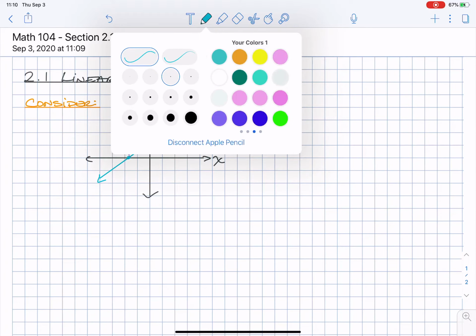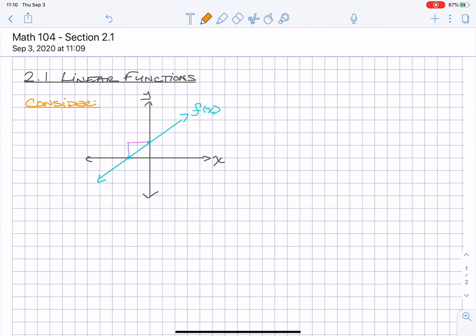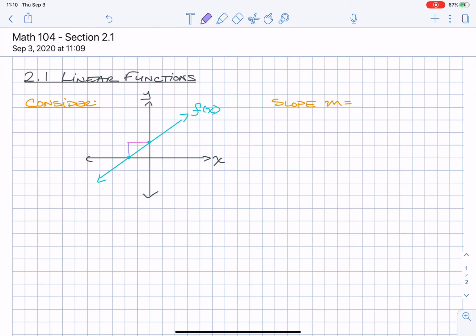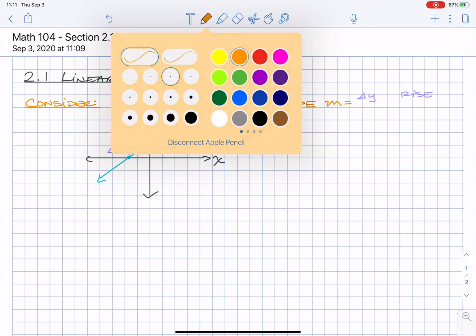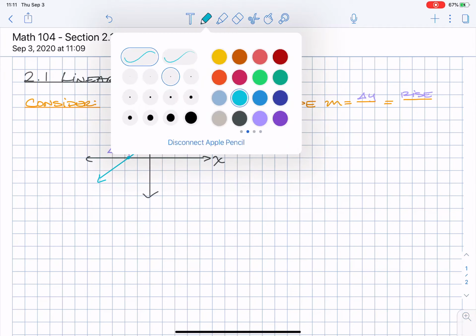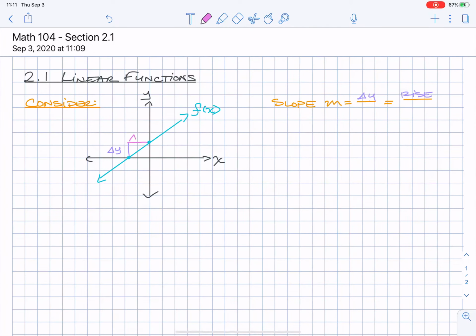So the slope m is going to be the rise, which is the change in y, divided by the change in x, which we call the run.